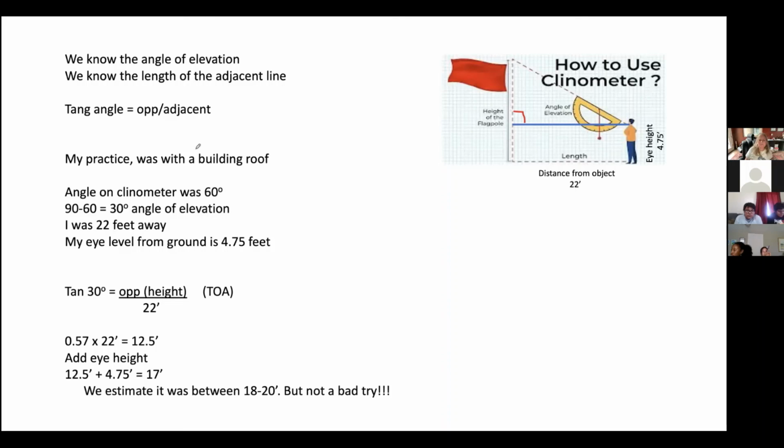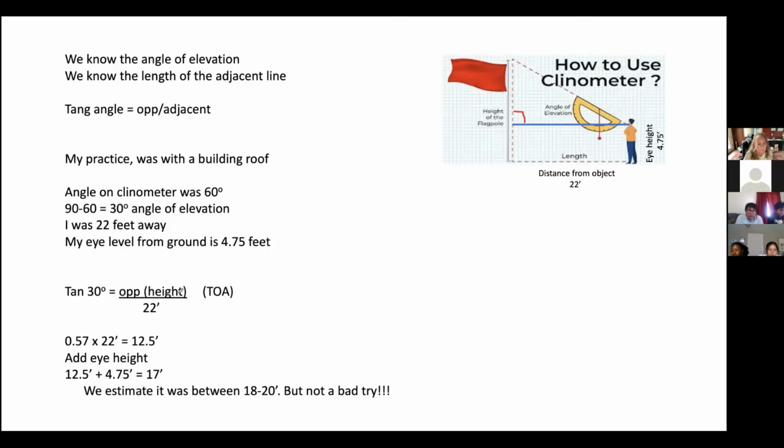And I did my best to measure. I was 22 feet away. My eye level, I had to measure myself, is 4.7 feet. Now I'm doing it in feet because these are such big distances. So TOA, tangent of 30 degrees, times the opposite, which is my height.